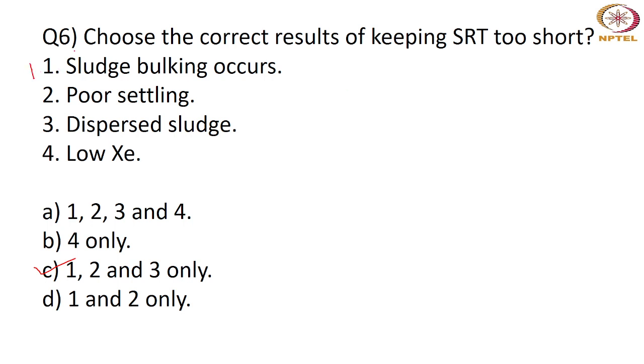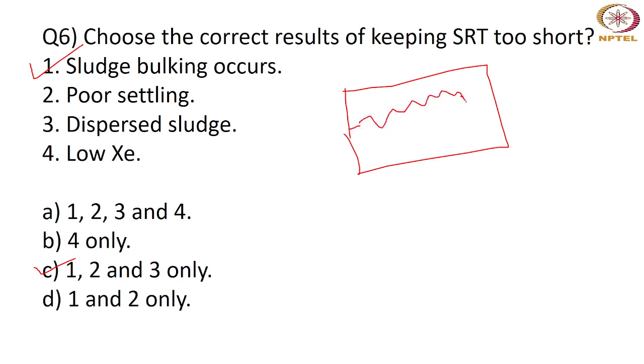First of all, there will be sludge bulking, because the sludge will be in a bulk mode. It is not properly settled or properly thickened. Or in other terms, you can say the density is very low. The density should be high to get it settled, right? So this is the first thing. It will be in a bulking mode. Then poor settling, same thing. If it is in a bulking mode, it will not be able to settle properly. Then the dispersed sludge, same thing we are saying.